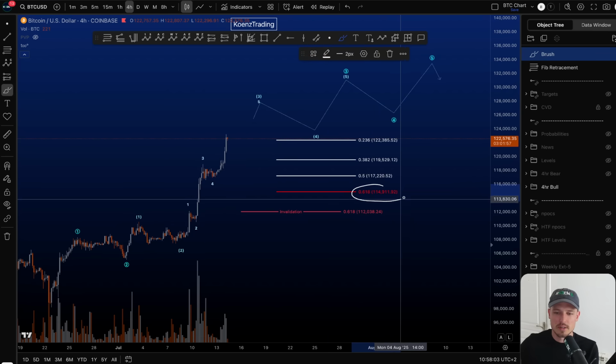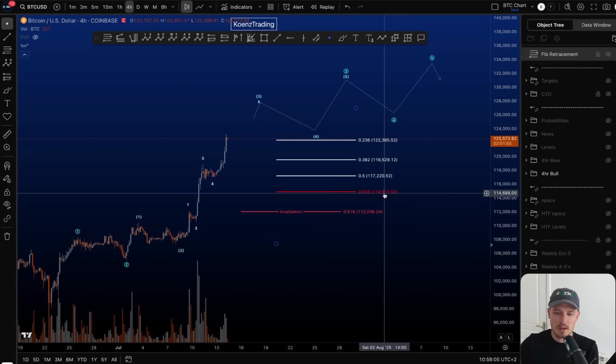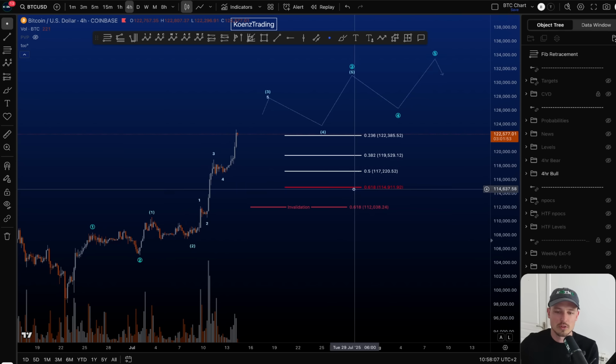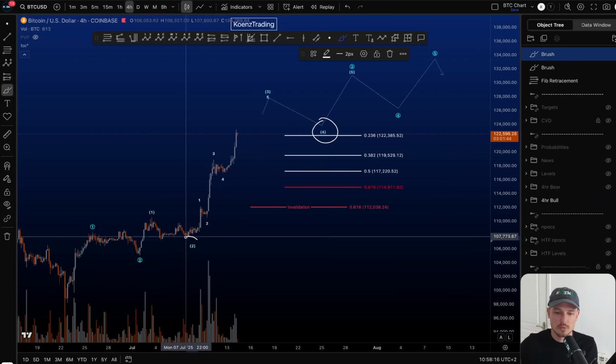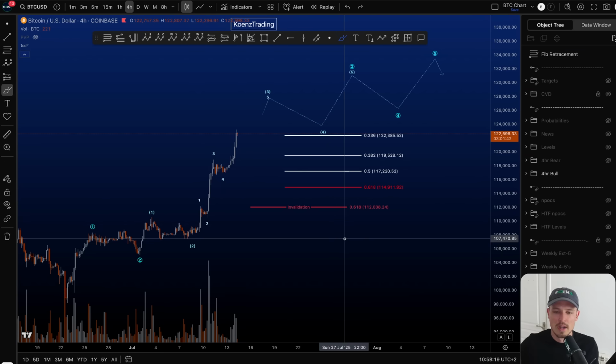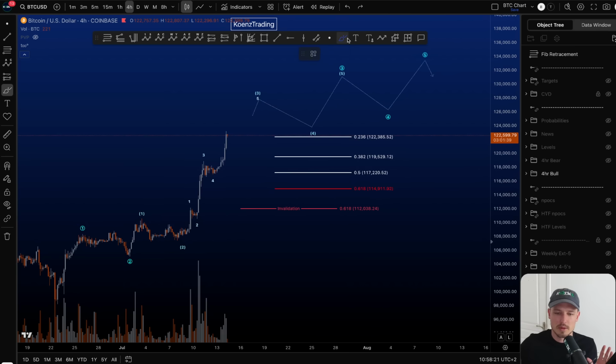Now you can see, however, the 0.618 is a little bit higher at 114.9K. So you might think, okay, I'm going to consider this 0.618, which would not be wrong, right? Absolutely not. Actually, it's right. If you're looking for this wave 4, you like to pull the 0.618 from the end of this wave 2. I personally just like to be a little bit more safe.